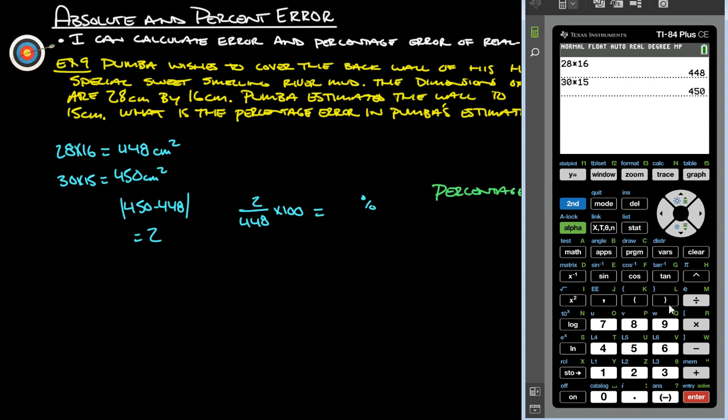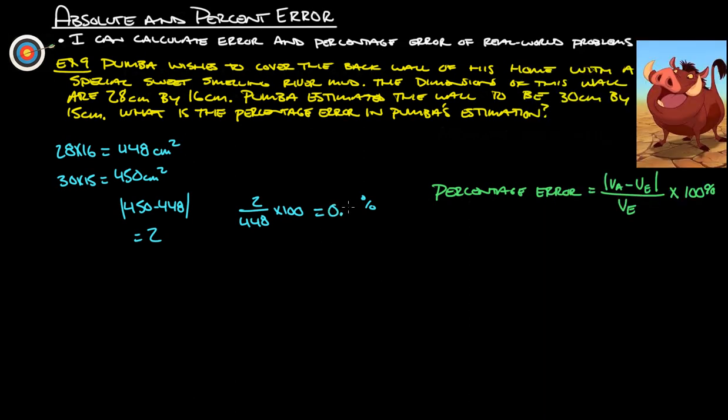So we will take 2 and divide it by 448, right? And we get that. We'll multiply it by 100. And we get that he was off by 0.4%, which is pretty small. So good estimation skills, Pumbaa.